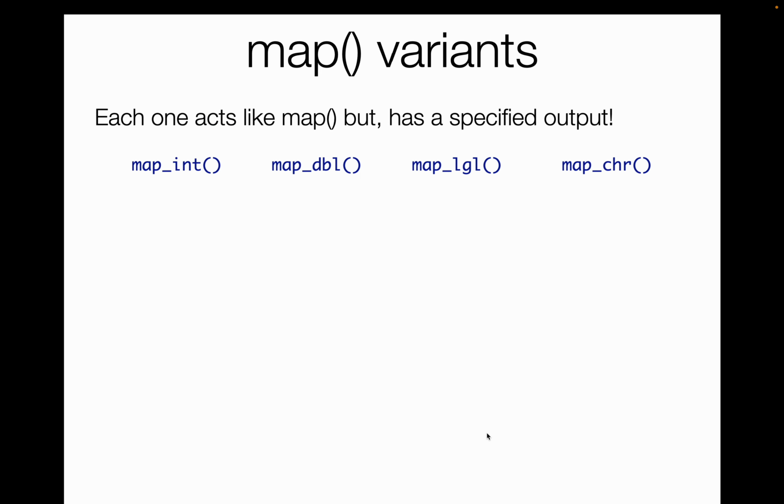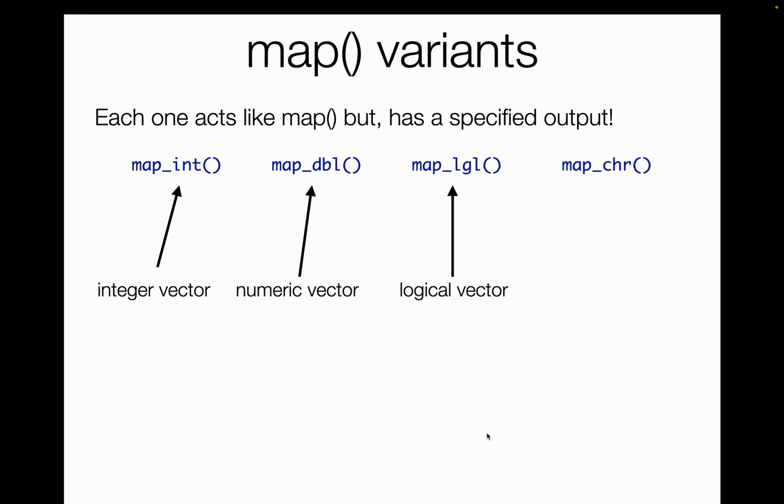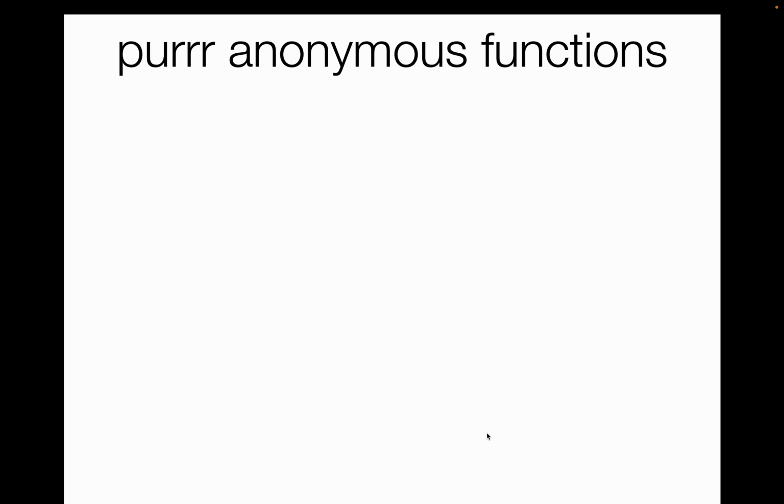Okay, so there are map variants if you want to simplify your output. So what are the sapply ones? There's map_int, map_dbl, map_lgl, map_chr. So if I'm doing things to characters, doubles, logicals, integers. And then lastly, purrr has its own style of anonymous functions.